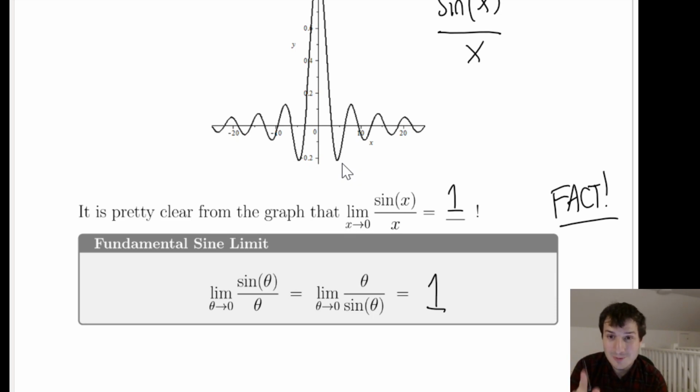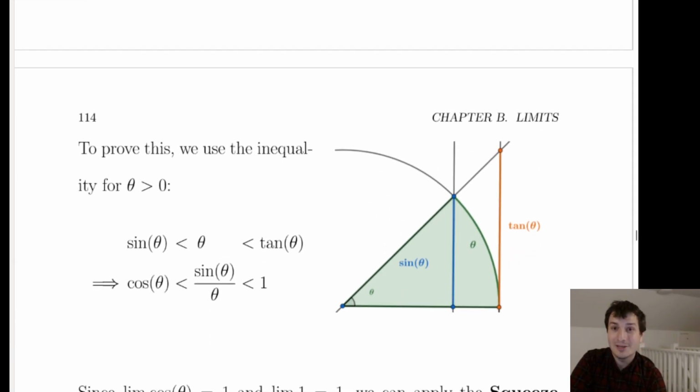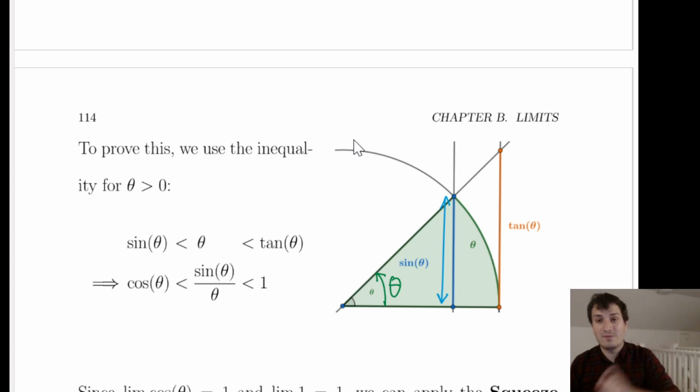I do want to spend a couple minutes explaining why. Why is it 1? It's a very cool thing. We're going to prove it using geometry. So you remember the definition of sine. You take the unit circle, and the sine of an angle is the height, the y-coordinate, of what you get when you do an angle theta. So you do an angle theta, and the height you get is sine of theta.